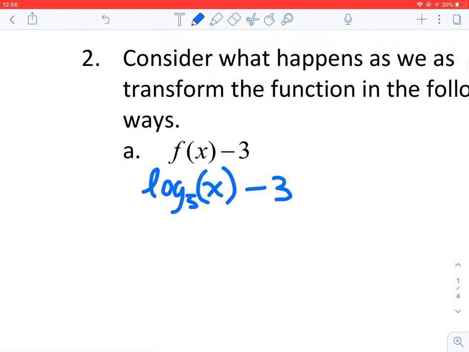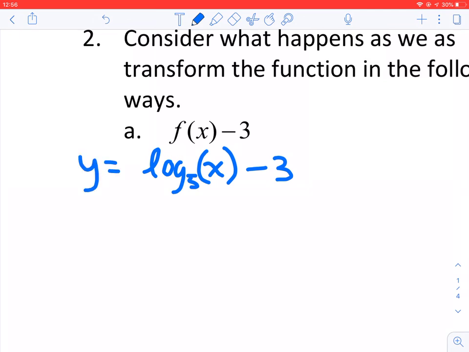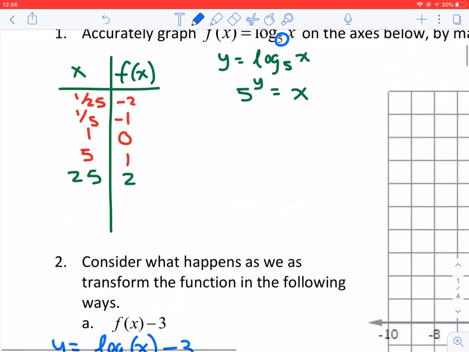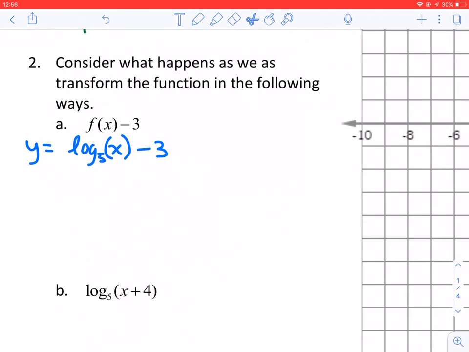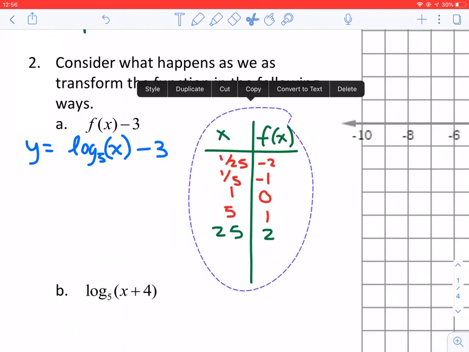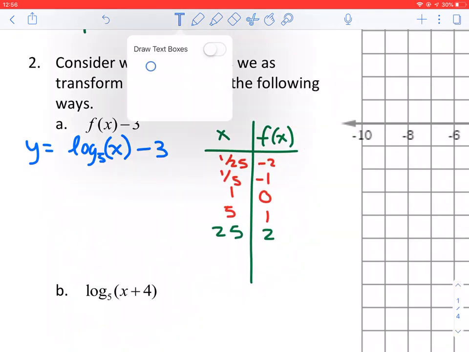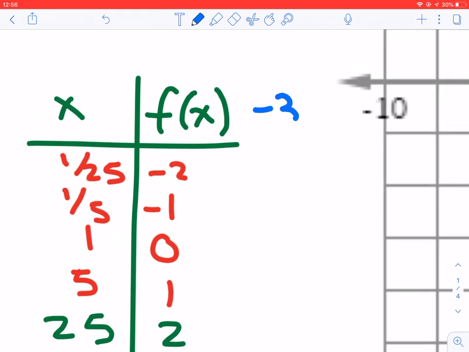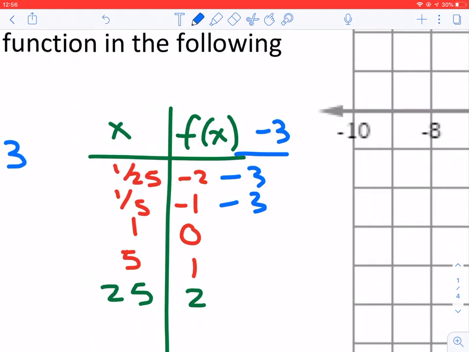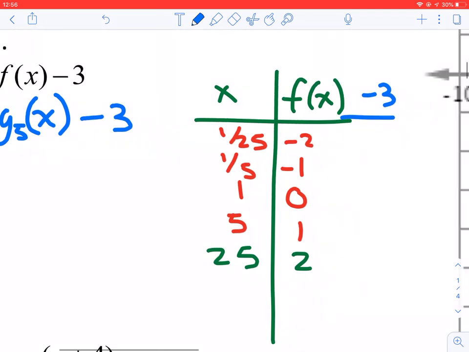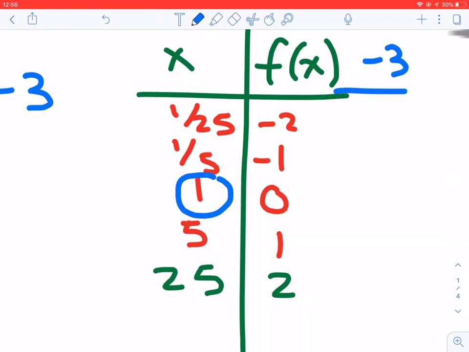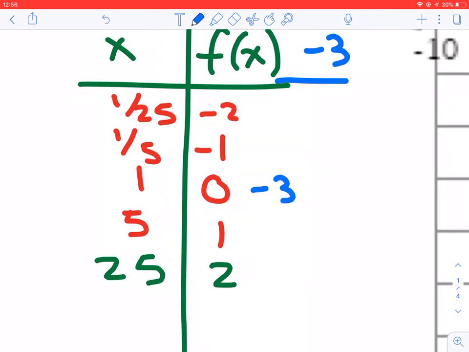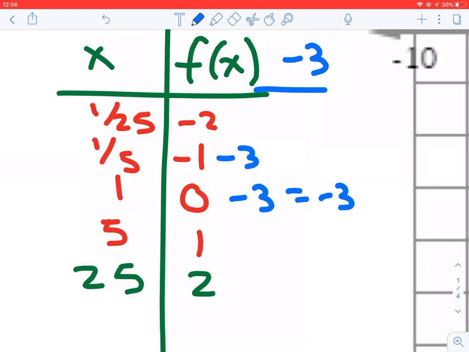So let's differentiate. And I'm just going to make this y equals that. So what's going to happen when we graph this? Let me copy and paste this table. And we've seen this many times, but it's going to be nothing different, right? If we do f of x minus 3, well, all I have to do is subtract 3 from all of these values, right? They're going to be 3 smaller, right? Log base 5 of 1 was 0, so log base 5 of 1 minus 3 is going to be 0 minus 3. It's going to be negative 3, right? Minus 3 here, that's going to be negative 4, negative 5, right?